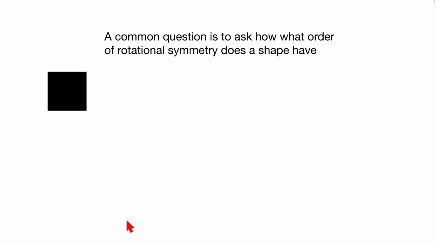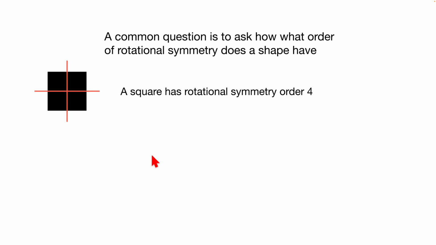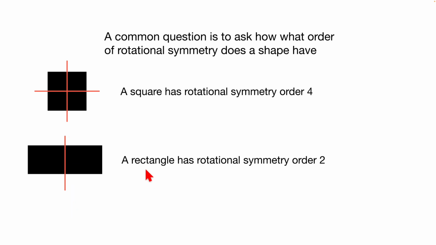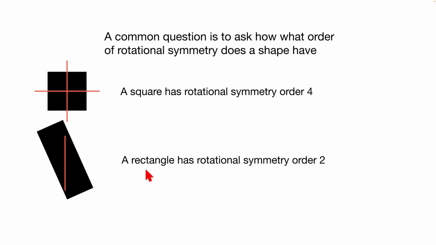But is it all about symmetry? This is what I ask myself. Here's a square, and it's got 4 lines of symmetry. In this case, a square has rotational symmetry order 4, because we only need to rotate it 90 degrees to get it into the right place. But an oblong, a rectangle, has rotational symmetry order 2, because if you rotate it 90 degrees, like the square, it doesn't look the same.